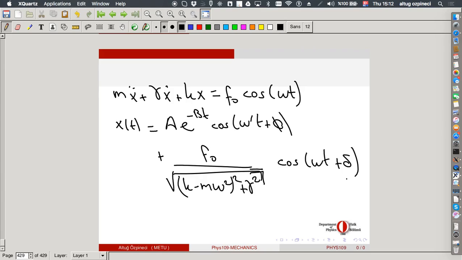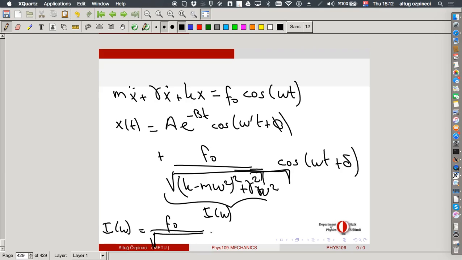Now, one interesting thing will be, how does this function look? Let's just call that function I(omega). Here I have an omega squared. I(omega) will be F0 over the square root of m squared times (omega squared minus omega 0 squared) squared plus gamma squared omega squared.